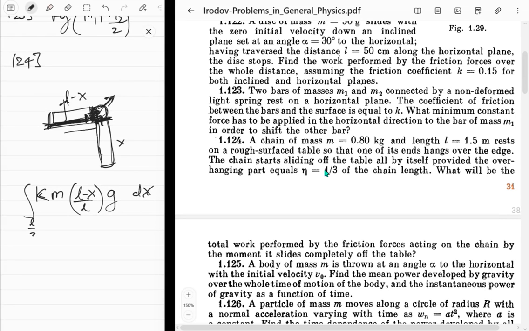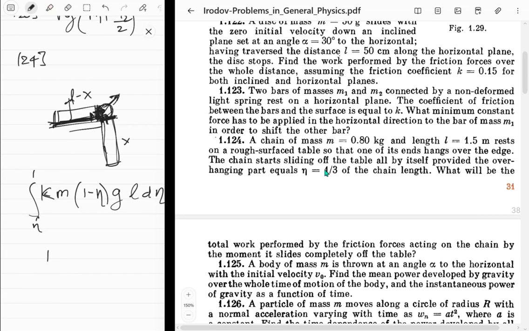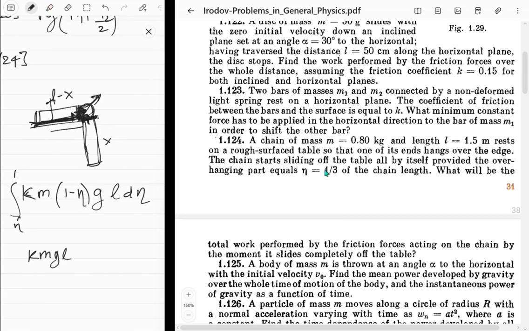So it's like L upon 3 all the way till 1, so L basically. Now, what we can do is instead of writing it like that, we'll just write it as 1 minus eta, and here eta will be a variable quantity. So this will go from whatever eta it originally was to 1, and then dx can just be written as L d eta. Yes, makes sense. So it just becomes k m g L, and then integration of this thing, eta goes from eta to 1, so 1 minus eta.